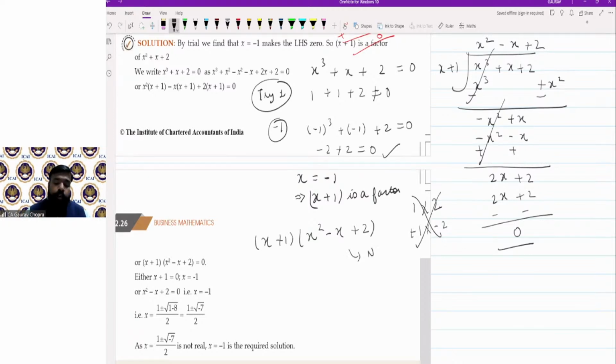There are no rational roots. So the only rational root is x is equal to -1. So only this will be the answer. Only x equal to -1 will become the answer. All right.